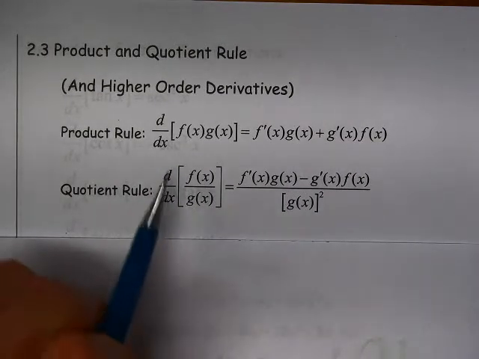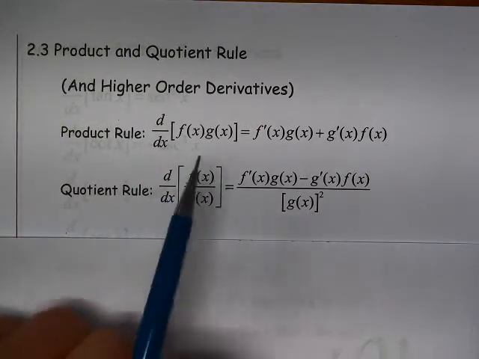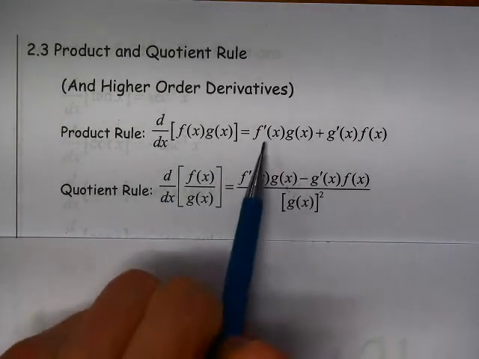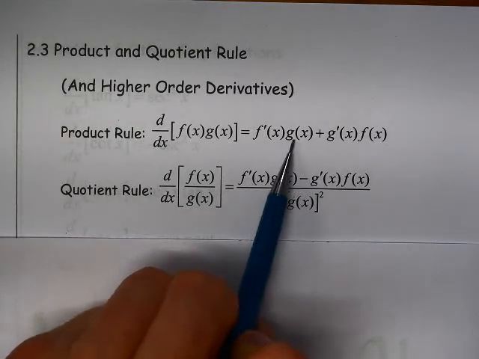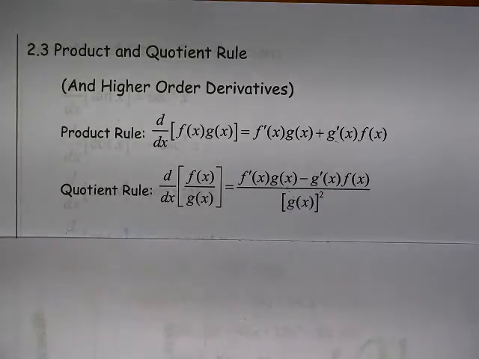When we want to take the derivative of a product of two functions, the way that we get that derivative is the derivative of the first times the original second function plus the derivative of the second function times the original first.